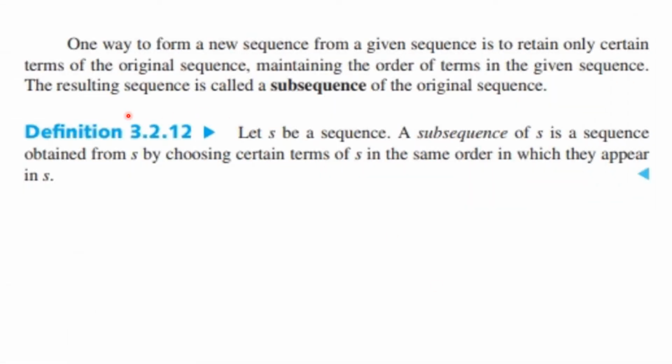One way to form a new sequence from a given sequence is to retain only certain terms of the original sequence, maintaining the order of terms in the given sequence. The resulting sequence is called a subsequence of the original sequence, and here is a formal definition. If S is a sequence, a subsequence of S is a sequence obtained from S by choosing certain terms in S in the same order in which they appear in S. Order does matter.